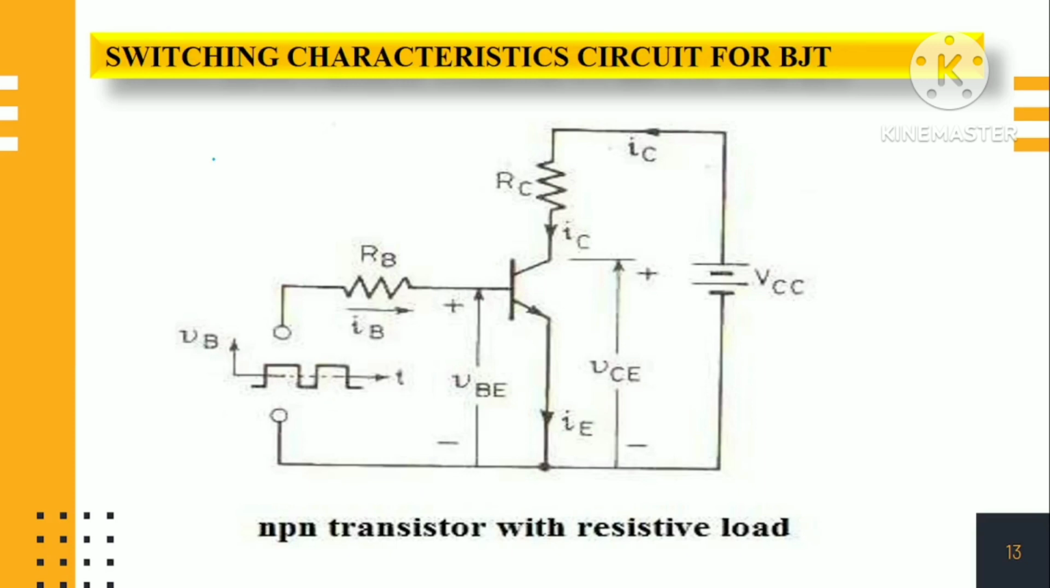The next topic is the switching characteristics of a BJT. To study them, we need a circuit like this. This is the NPN transistor, and the base is given a train of pulses. The graph is drawn between collector current and collector to emitter voltage, as we have seen previously. Now we need to understand how the switching of the transistor happens, which we will see with the graphs.